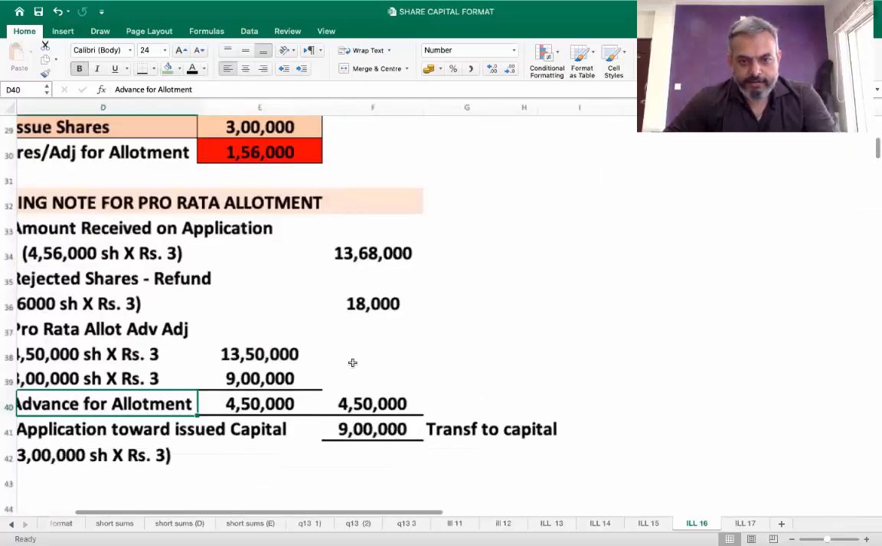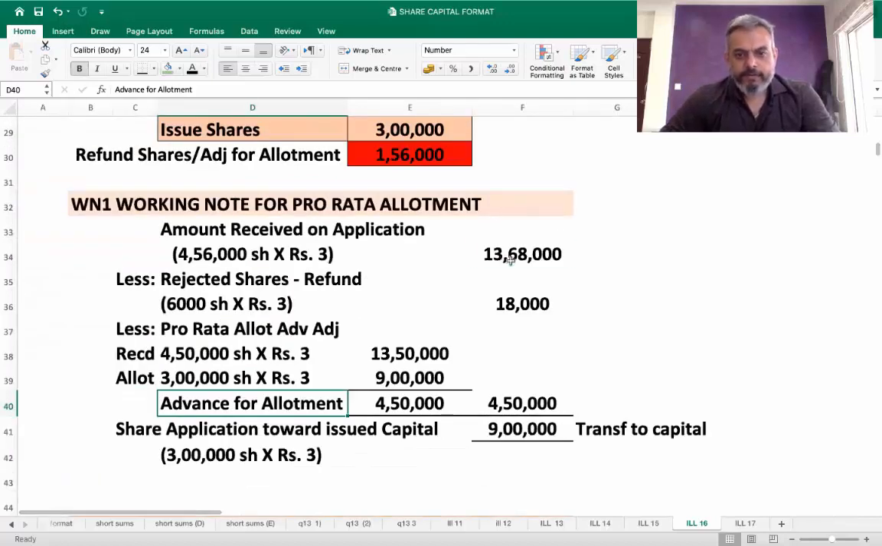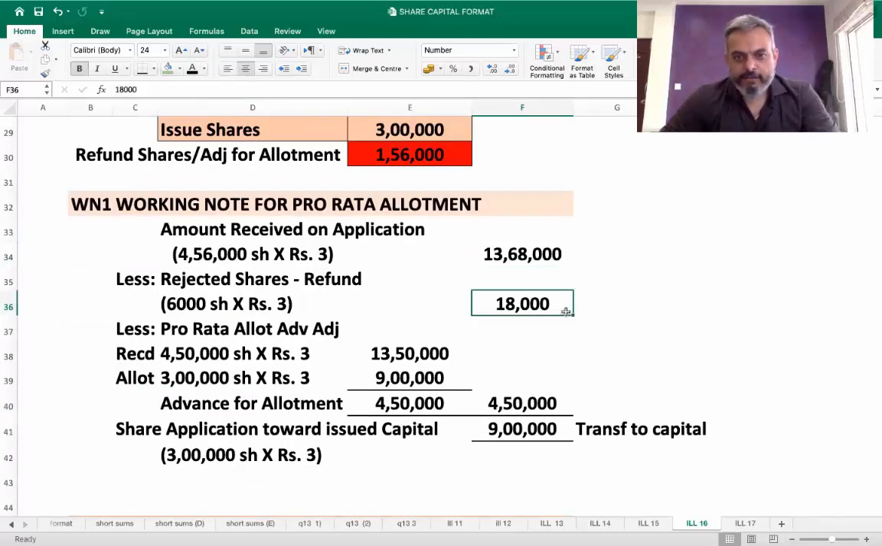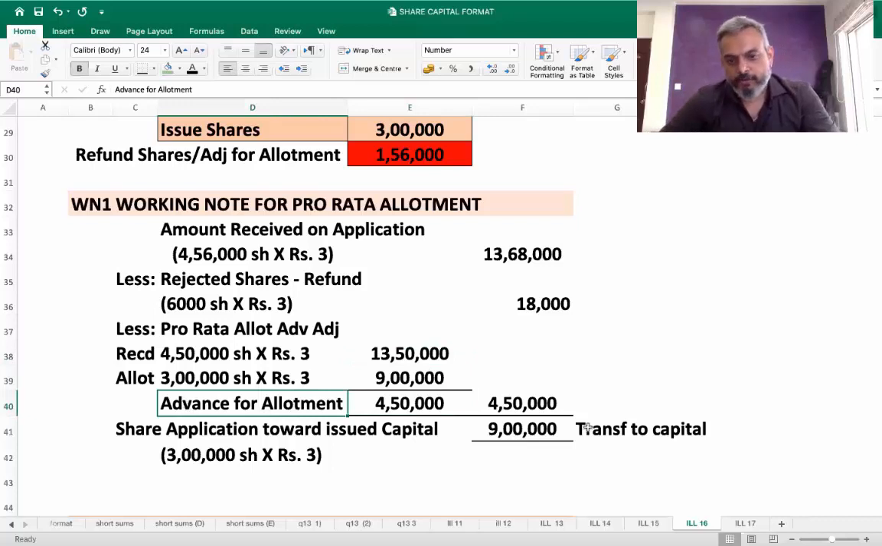Please do the working. So this is what we received. 18,000 we refunded back. Directly rejected. And 13,50,000 what we received, out of that we allotted 3 lakh shares. So now 9 lakh is what we should have received, but we received 13 lakh 50. So 4 lakh 50,000 is our advance towards allotment. So the amount that will be transferred to capital is 9 lakh. We cross verify. 3 lakh issued shares into 3 per share, 9 lakh.